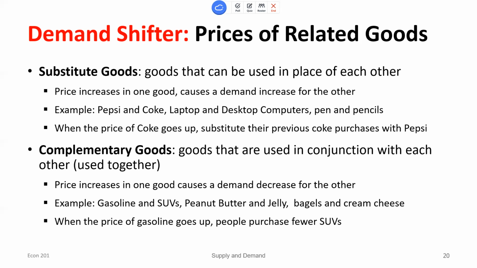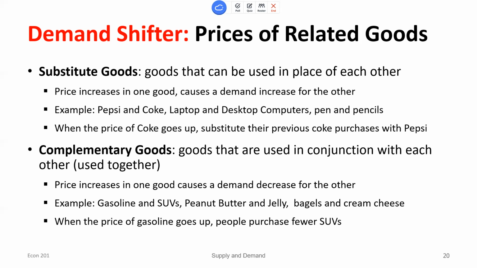I don't know, bagels and cream cheese. I don't ever eat bagels and cream cheese, so that's one where I can poke a hole in that because I could eat a bagel without cream cheese or cream cheese without a bagel. But the idea is two goods that you would have to use together, which is why I always like the gasoline, you know, car example, or anything that requires a battery, right? Anything that requires a battery, that battery and that good are complementary goods, right?